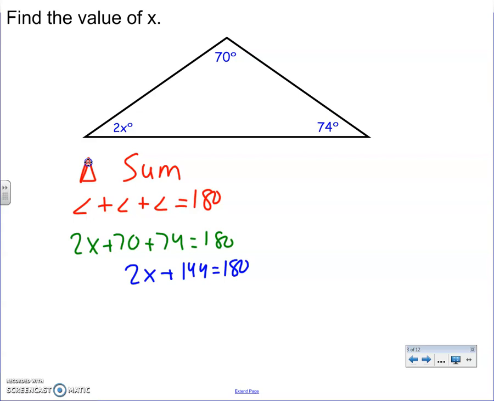Then we're going to subtract 144. That makes 36. Divide by 2. x equals 18. The question says, what is x? We found it. It didn't say plug it in, but if we did, 2 times 18 is 36. Notice 36 plus 70 plus 74 does add up to 180 degrees.